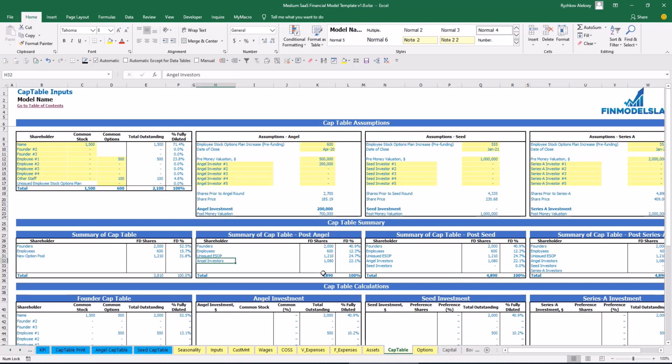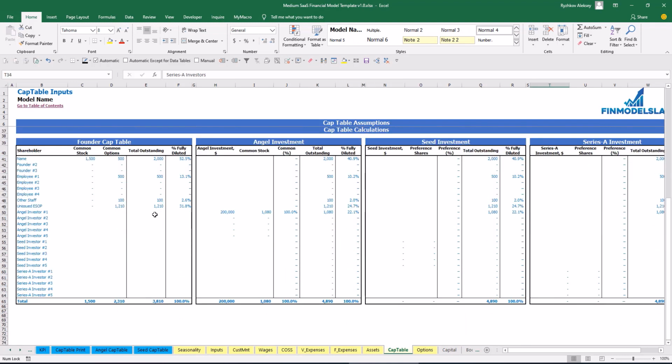Additionally, you have angel investors on the next tab to the right, seed investors and Series A investors. Below you may see more detailed cap table calculation based on the names of founders, employees and angels. Again, you have common stock, common options, total outstanding, the dilution percentages across these shareholders. In the next step to the right you can see the angel investment amounts, count of shares and the dilution after angel round, seed round and Series A round.